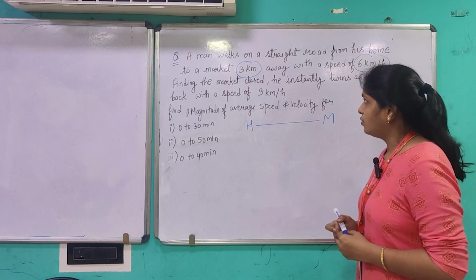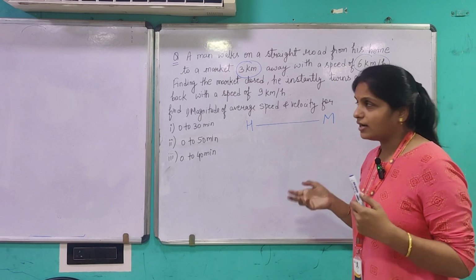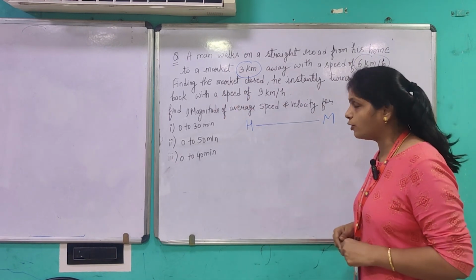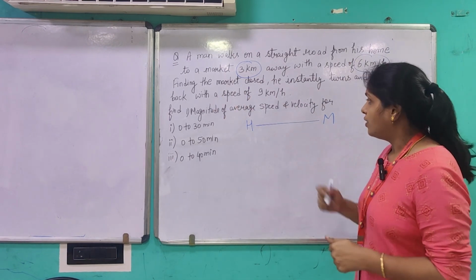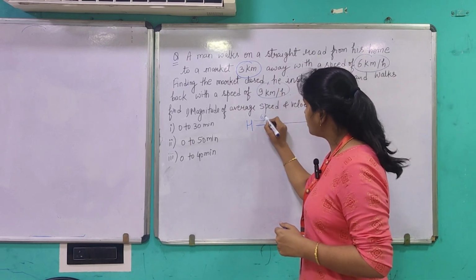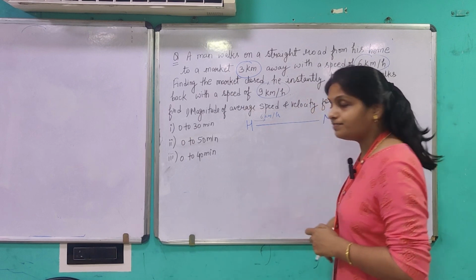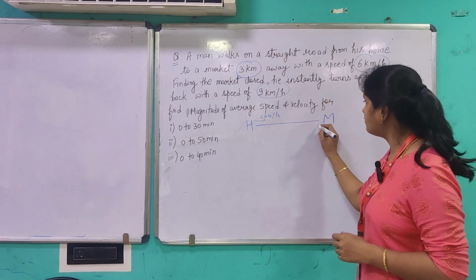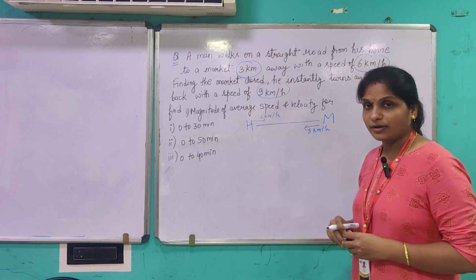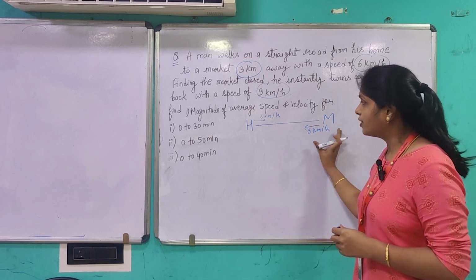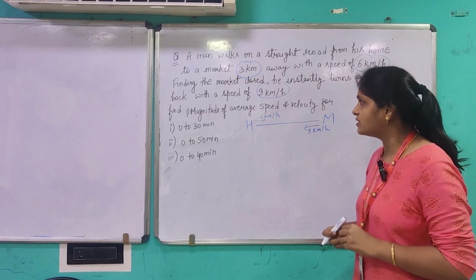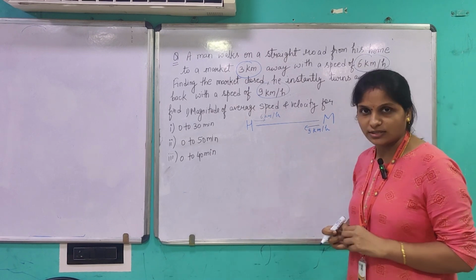Finding the market closed, he got happy and instantly turned back to his home with a speed of 9 kilometers per hour. Okay, fine. So we can write here like this: going with the speed of 6 kilometers per hour, returning with the speed of 9 kilometers per hour. Fine. Means going fast from market to home. You have to find out the average speed and average velocity.